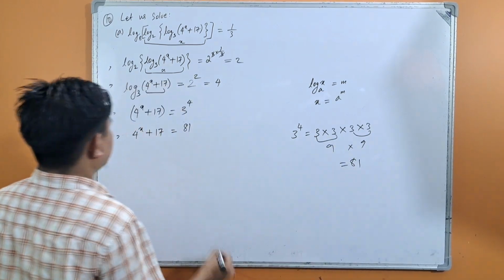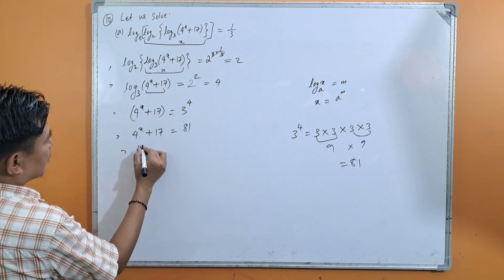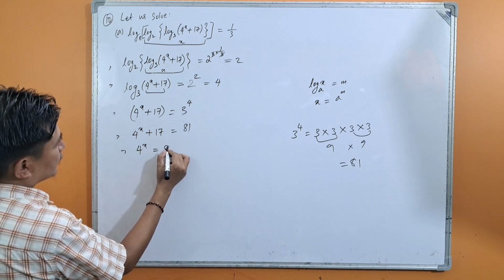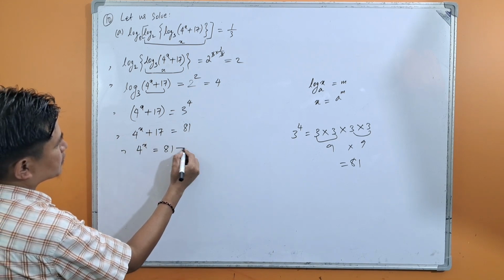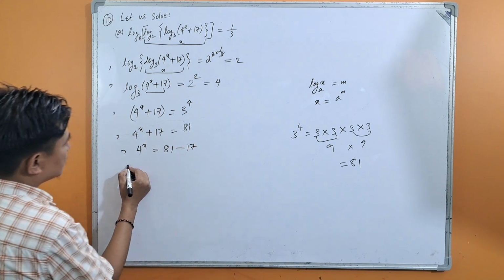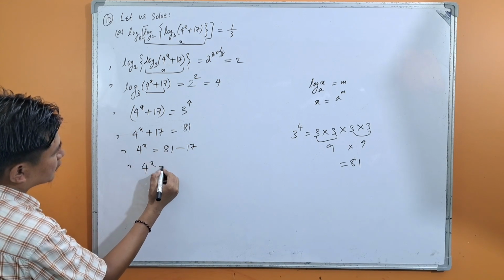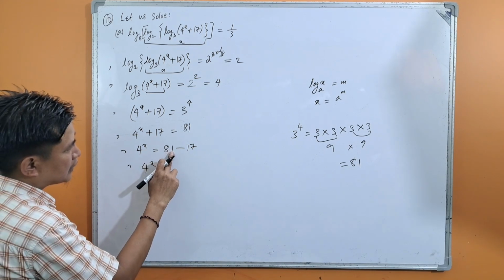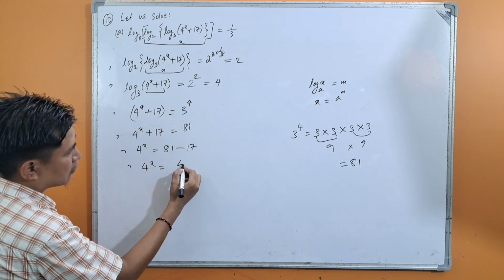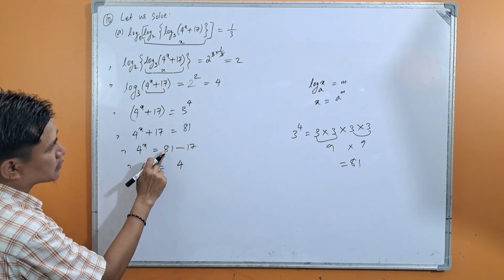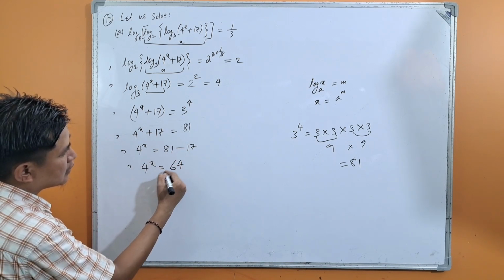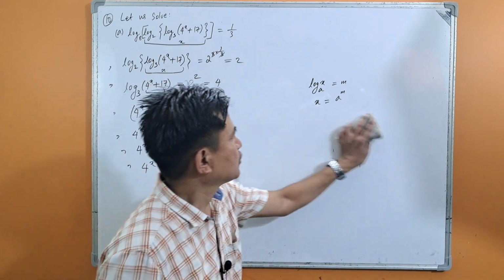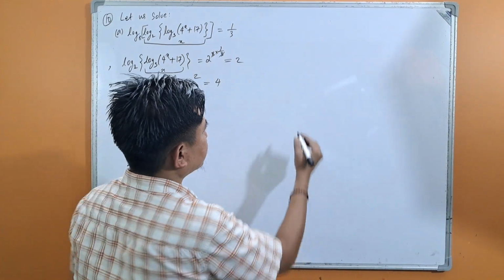Or 4 to the power x equal to 81 plus 17, which becomes minus 17 on the other side. Or 4 to the power x equal to 81 minus 17. 11 minus 7 is 4. This becomes 7, and 7 minus 1 is 6. 64, isn't it?